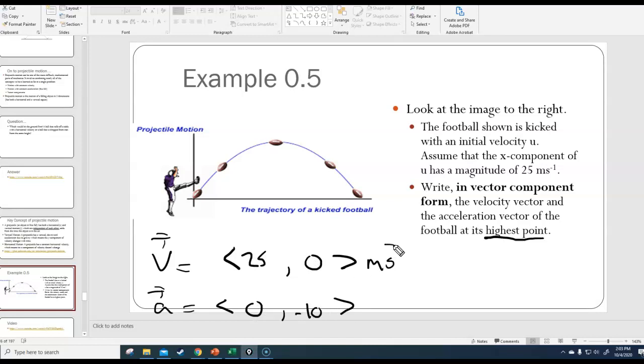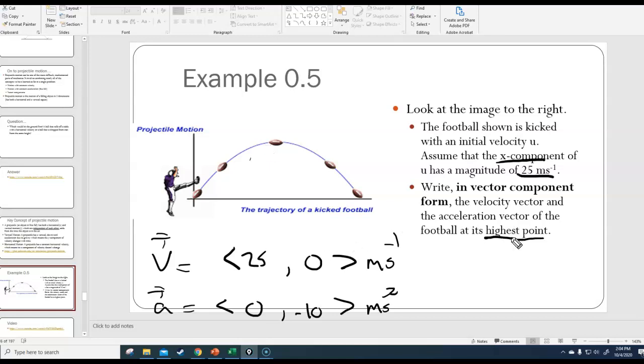Now, where did I get these from? Well, number one, the horizontal motion is constant velocity, which means that if the initial velocity had an x component of 25 meters per second, that x component is never going to change. Even at its highest point, it doesn't matter. So in other words, the football doesn't stop moving at its highest point, it just stops moving up. It's still moving horizontally.